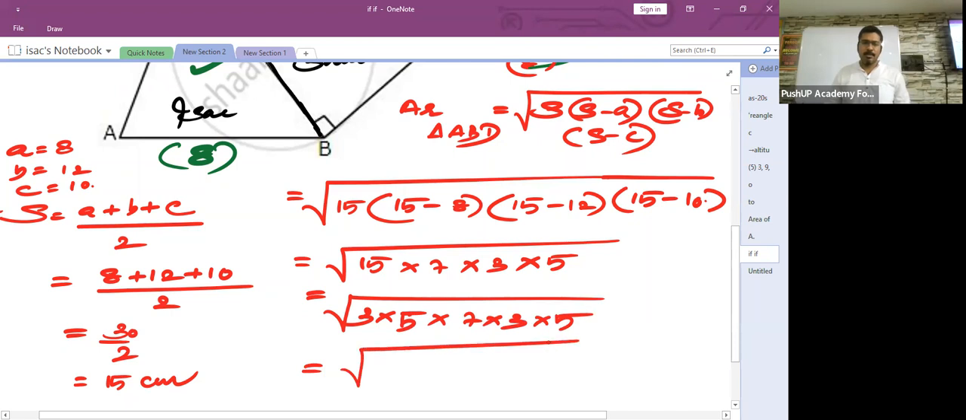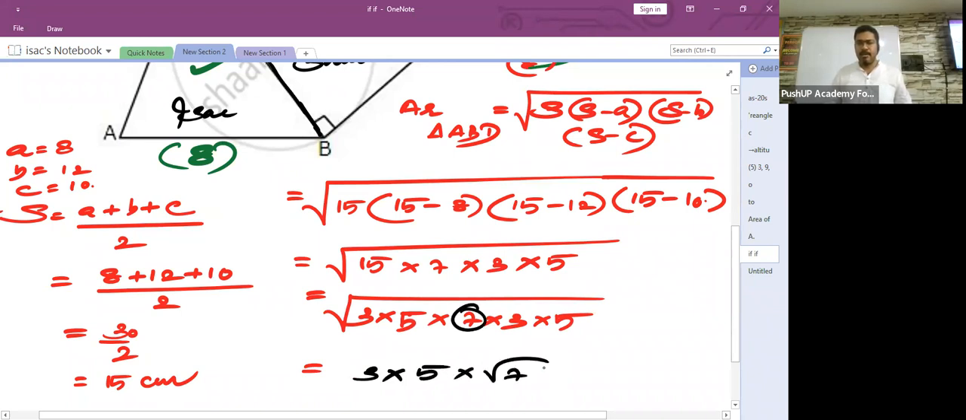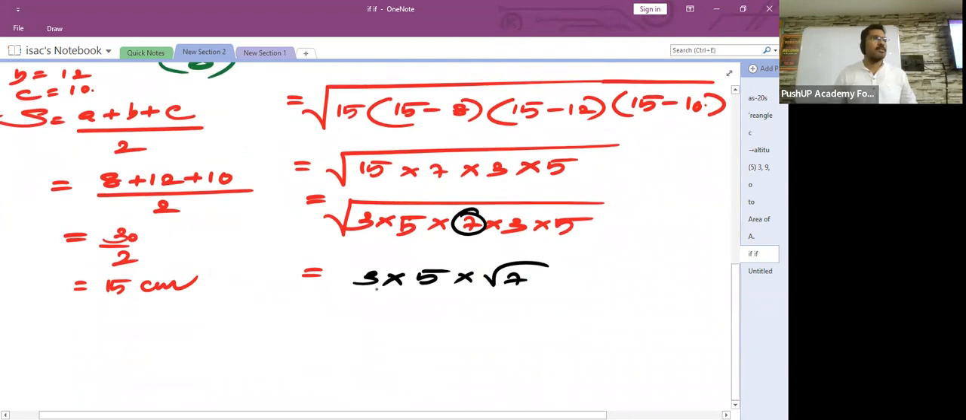Solving, okay. So let's find it. Children, 3 and 3 will come out as 1 time 3, isn't it? Then 5, 5 will also come out as 5. But 7 is not getting any pair, so 7 will remain inside the square root sign. So what is the answer, children? 15 root 7 centimeters square.